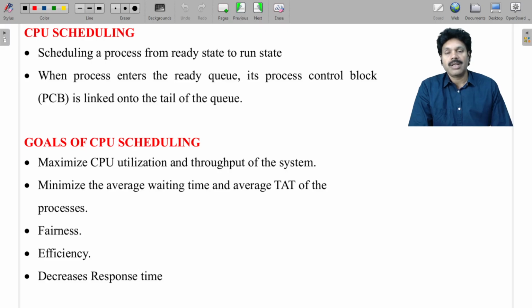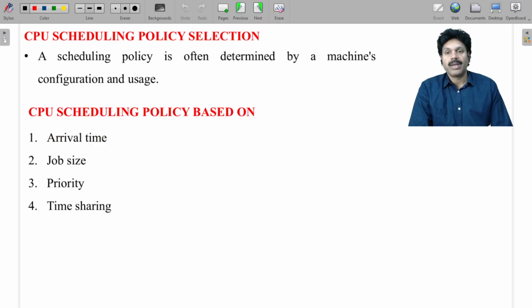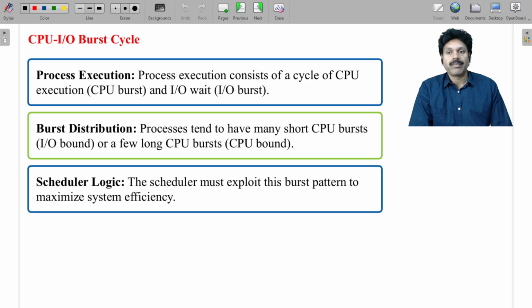CPU scheduling especially provides fairness among the processes. It reduces average turnaround time and average waiting time. Also, it increases the efficiency of the CPU. Therefore, throughput can be enhanced and response time decreased. CPU scheduling policy selection is based upon arrival time, job size, priority, and time sharing.